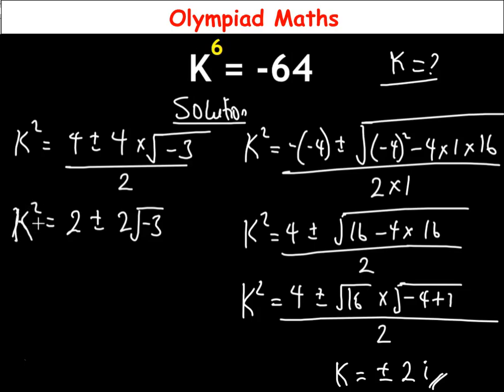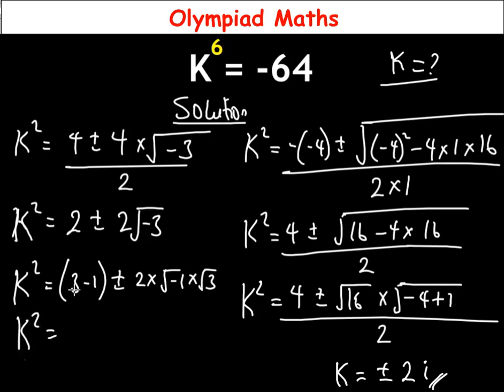To then solve for the value of k, what we will do is that we have k squared equal to 2, which can be written as 3 minus 1, then plus or minus 2 times root minus 3, which can be written as root minus 1 times root 3. Okay, so k squared is then equal to 3 minus 1, then plus or minus 2 times root minus 1 is i, then times root 3.